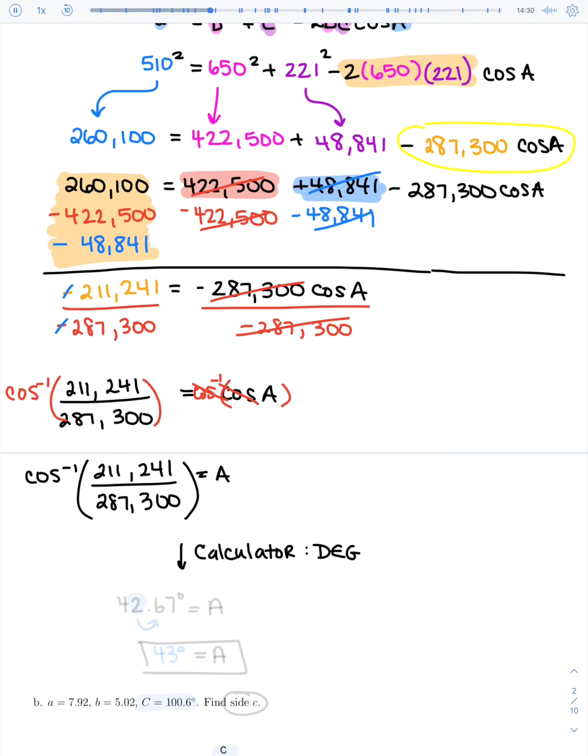I get an angle A of 42.67 degrees. However, my MATLAB would mark this wrong because you were asked to round to the nearest degree. So rounding to the nearest degree means taking that 2 and looking behind it. Remember that anything 5 or greater should be rounding up, so this is going to round up to 43 degrees. So we've got our angle A that they were asking for using our law of cosines.